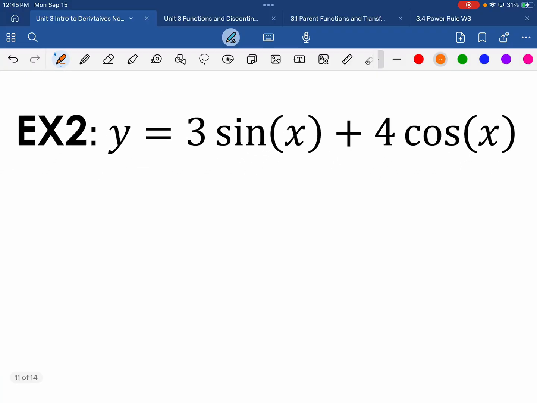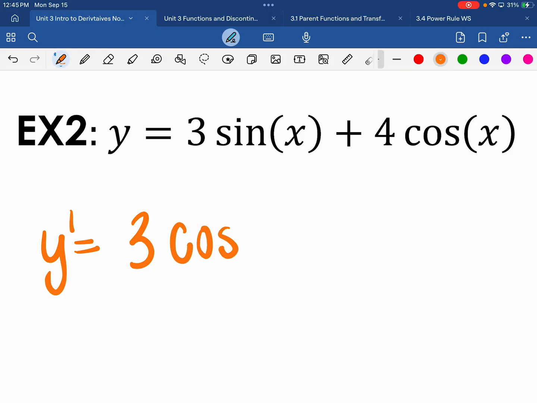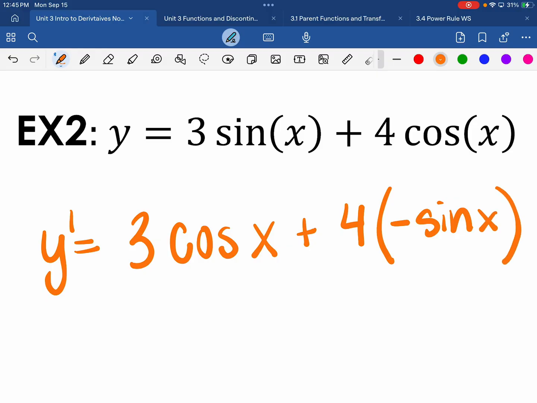All right, on example 2. They're split up with the plus sign, but because we have that sum and difference rule, we can differentiate each term and then take the derivative. So I'm going to start with the first term. The 3 is just hanging out. What's the derivative of sine? Cosine. Plus the 4 is hanging out. What's the derivative of cosine? Negative sine. Now what's going to happen when you multiply 4 times negative sine? It just becomes negative 4 sine.